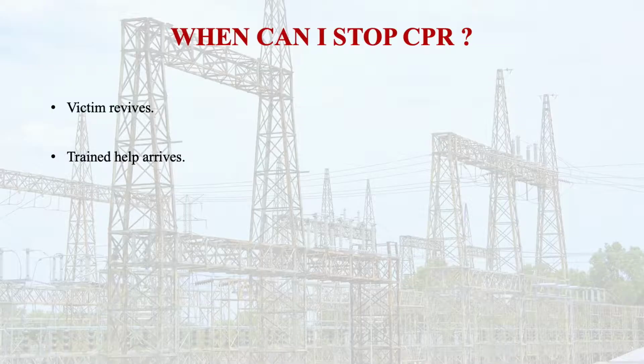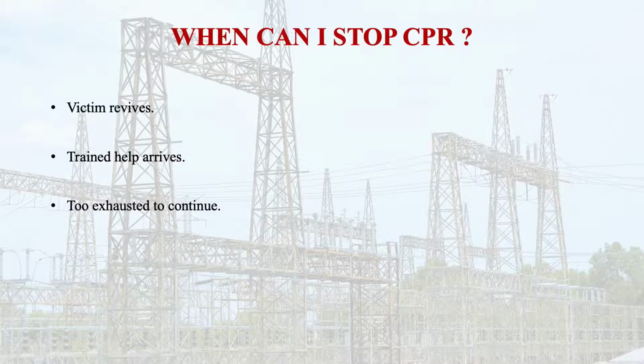When some trained help arrives, what does it mean? It means when an ambulance comes or paramedics, doctors and nurses have arrived to take the victim away to the hospital. When you are too exhausted to continue, you have given 5 cycles continuously, but your victim is not reviving, he's not talking to you, and you become too exhausted. At that time, you can stop, but you can hand over your work to some other person who is trained in CPR. So you do not have to leave the victim there. You can give your work to another person who can simply give hands-only CPR.